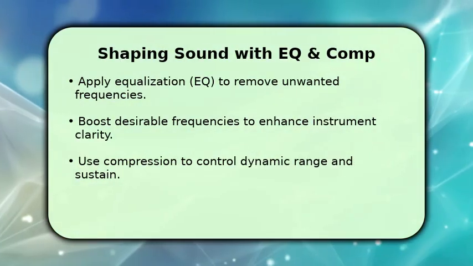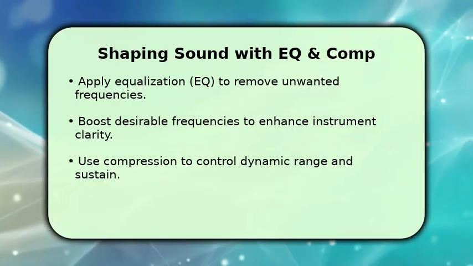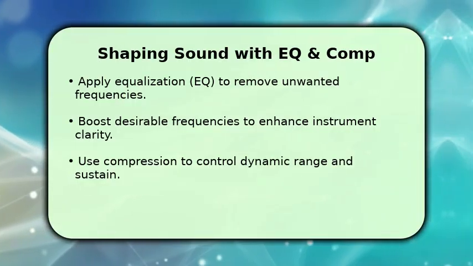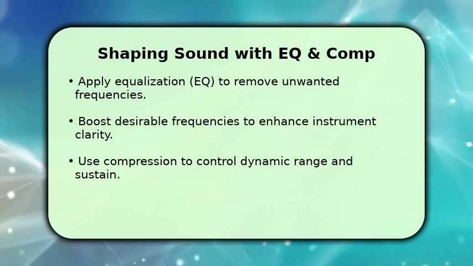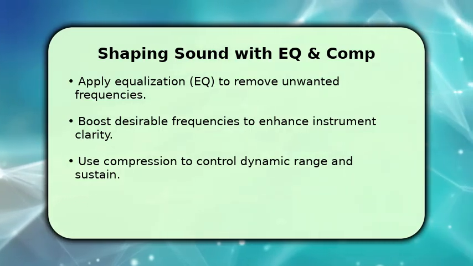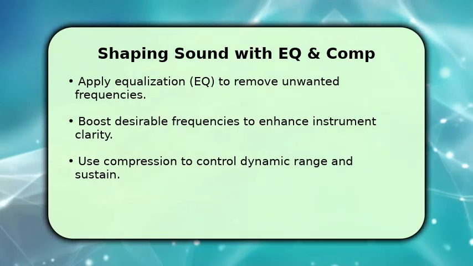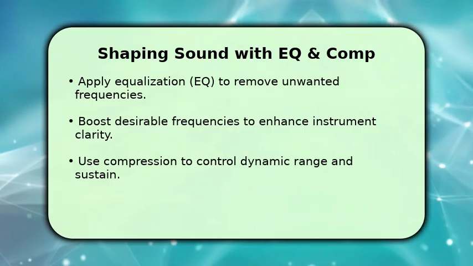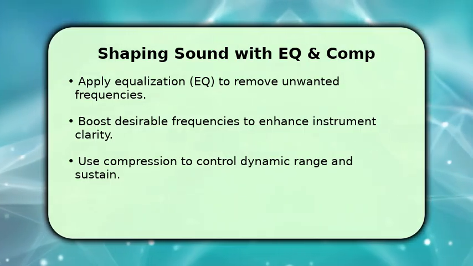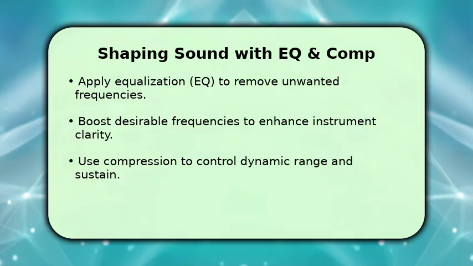Now, let's refine your sounds using equalization and compression. Use EQ to carve out space for each instrument, cutting muddy low mids or harsh high frequencies. Boost specific frequencies to bring out the character of a snare drum or a bass line. Then, apply compression to control dynamics, making quiet parts louder and loud parts softer. Aim for a gain reduction of 3 to 6 decibels, ensuring a consistent and punchy sound.